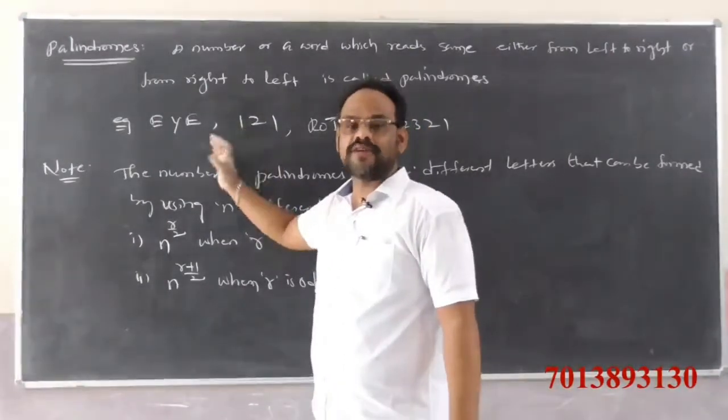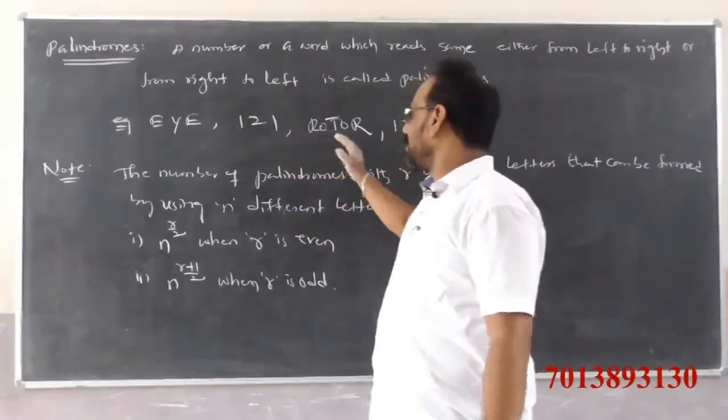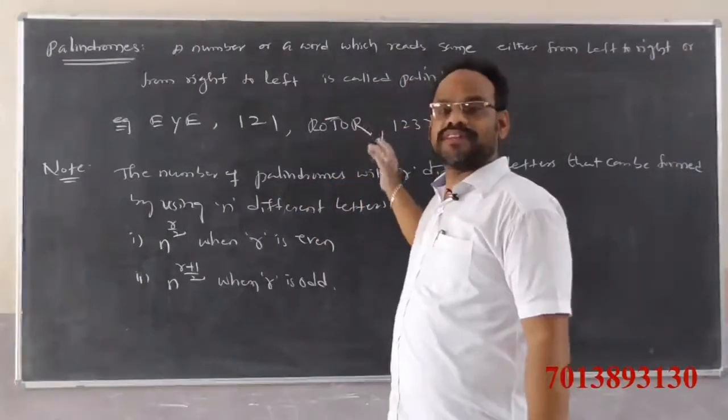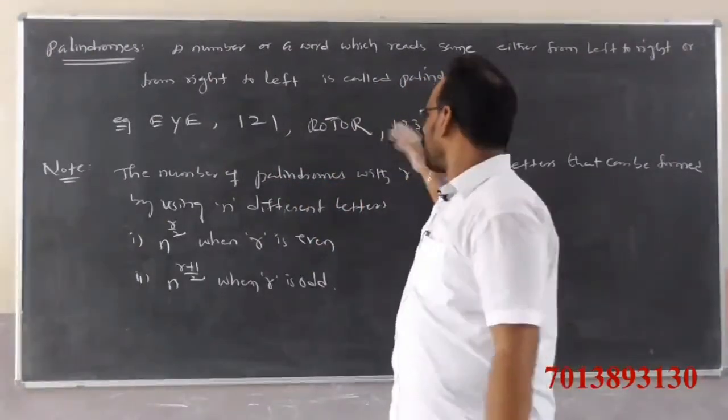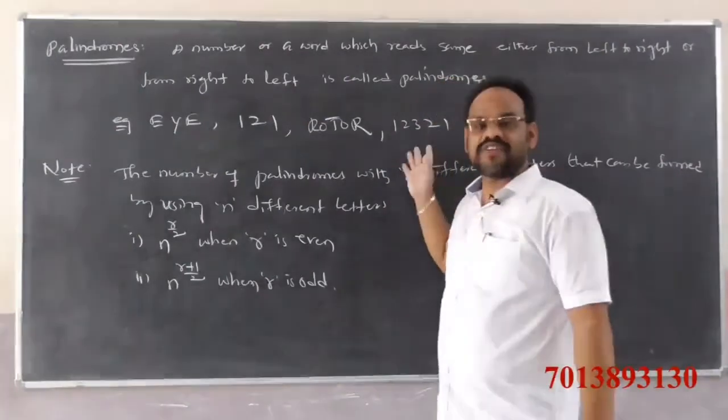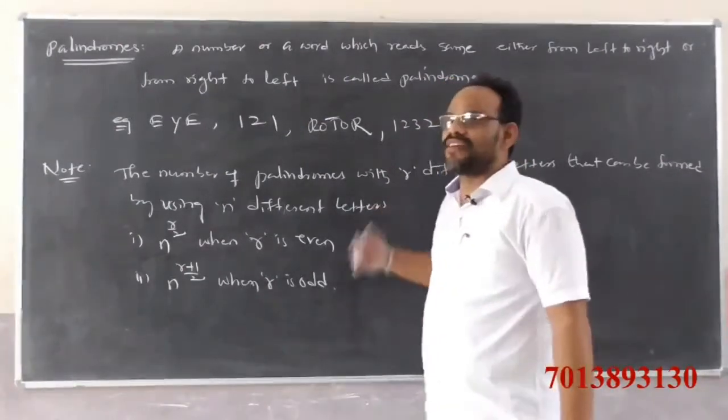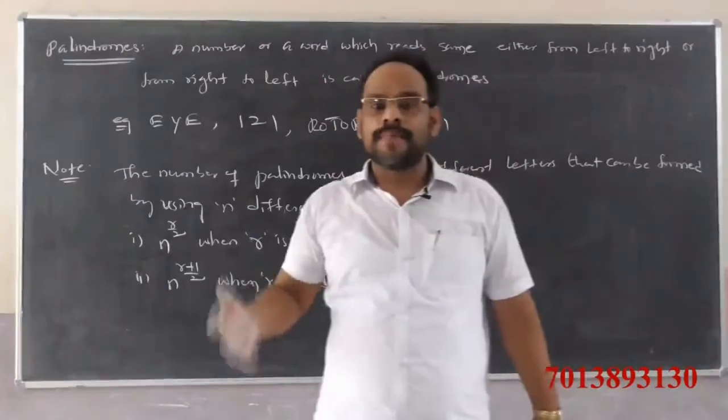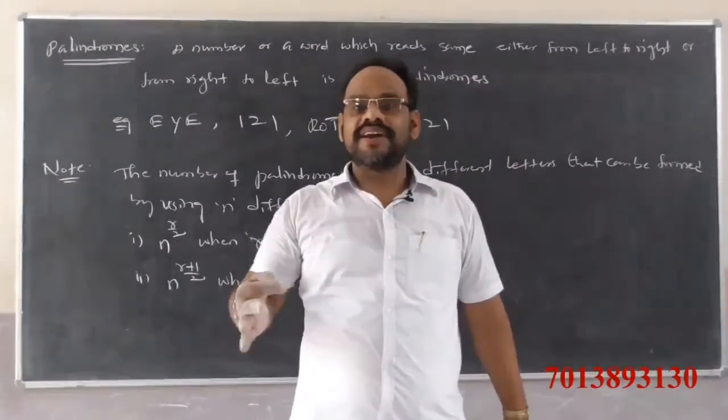EYE is a palindrome word. ROTOR, rotor, is a palindrome word. 12321 is a palindrome number. Sir, so how do you calculate the number of palindrome numbers with r different things?